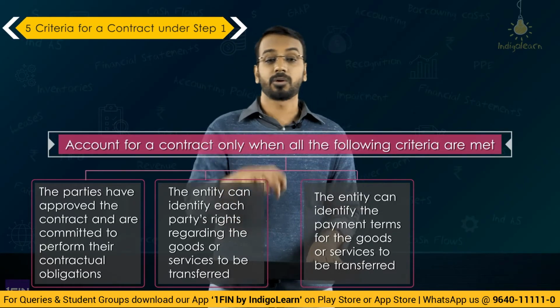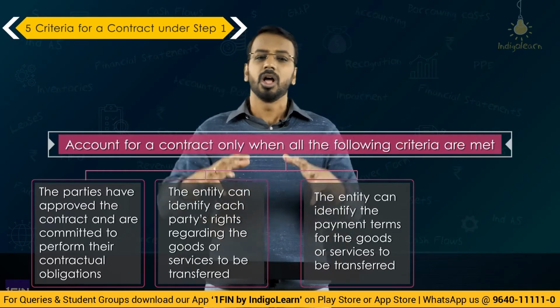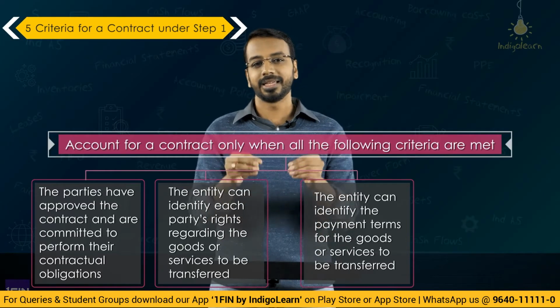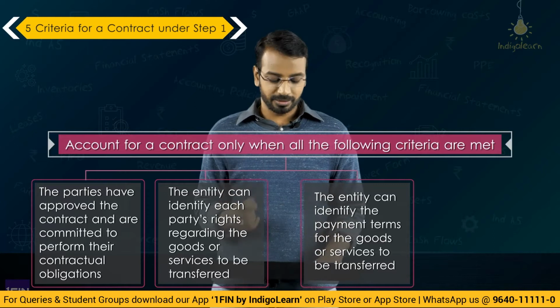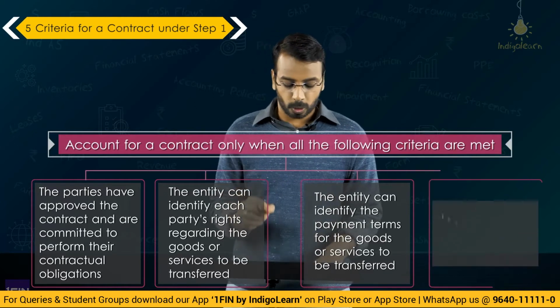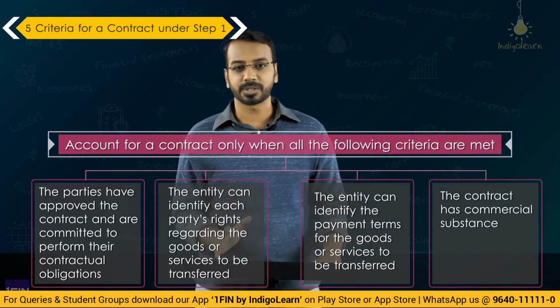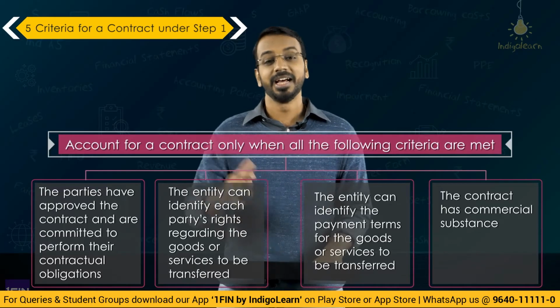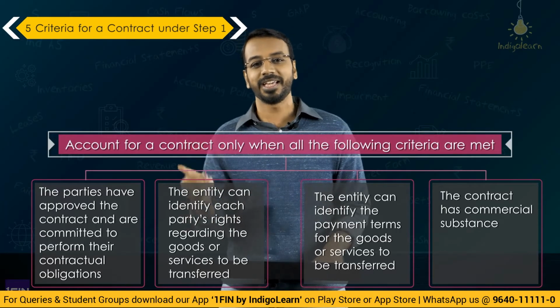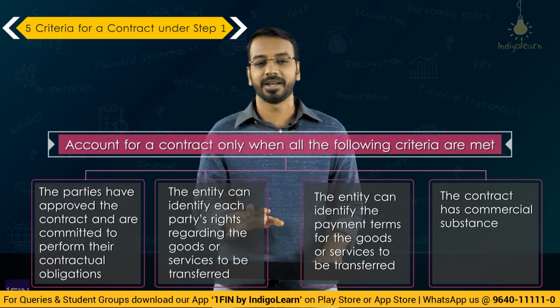If there is a default, then what would happen? Are there any discounts applicable? Whatever is relevant in the contract, the entity must be able to identify that. Then, the fourth criteria is that the contract must have a commercial substance. Now, what is the meaning of commercial substance? Recall Ind AS 16, recall Ind AS 38. We have learned about commercial substance there.